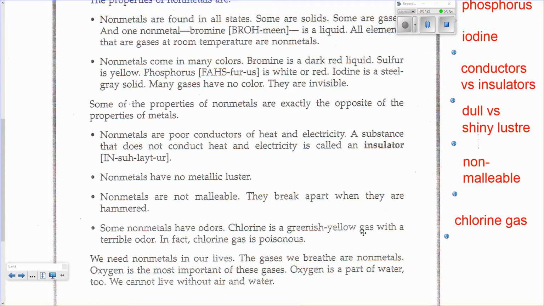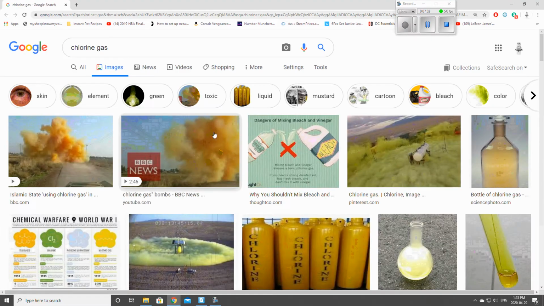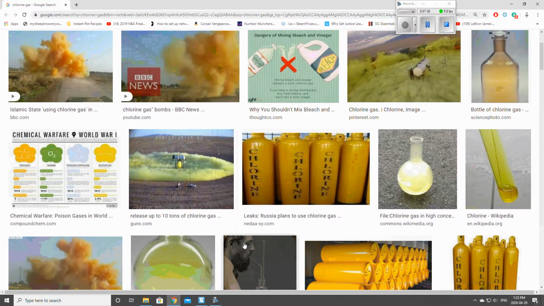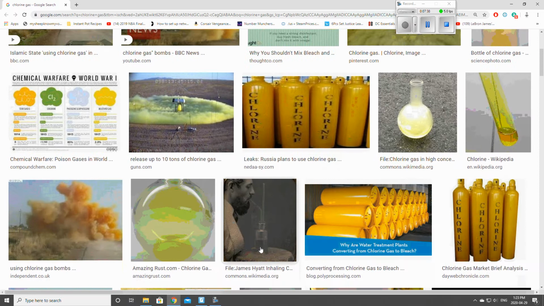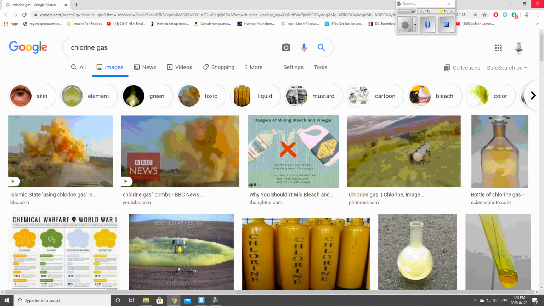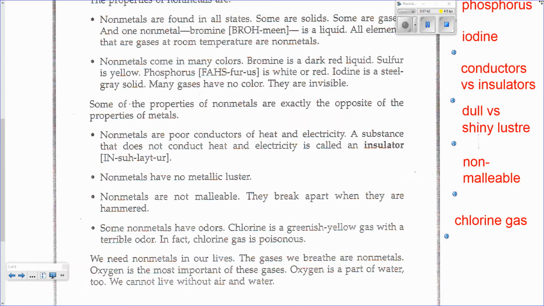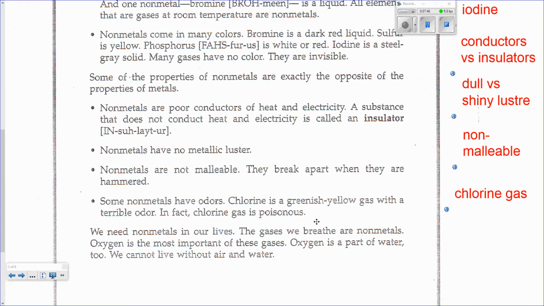Some non-metals have odors. Chlorine is a greenish yellow gas with a terrible odor. In fact, chlorine gas is poisonous. Okay, so let me just show you a picture of chlorine gas. It is a yellowish sort of a color, okay? They use this as part of chemical warfare, especially in World War I. Okay, in World War I, it's actually very poisonous. I think it makes something happen to your lungs when you breathe it in, and then it makes you stop breathing.